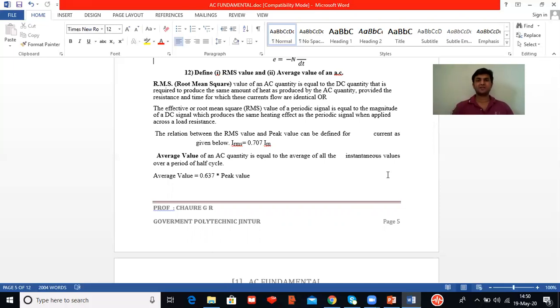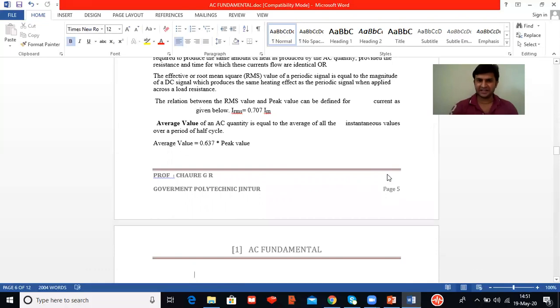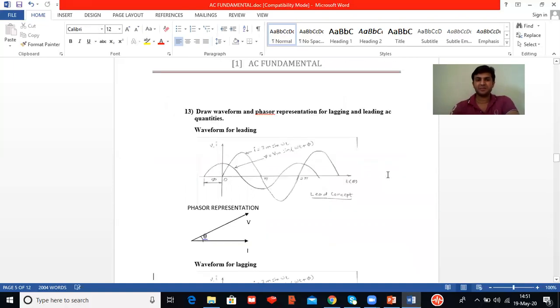This is known as the RMS value, and the relation between RMS and maximum value is given by I RMS equals 0.707 times its maximum value. Average value is defined as the average of all instantaneous values of an AC quantity over half a period of the cycle. Here the phrase half a period of the cycle is very important. Average value is equal to 0.637 times its peak value.